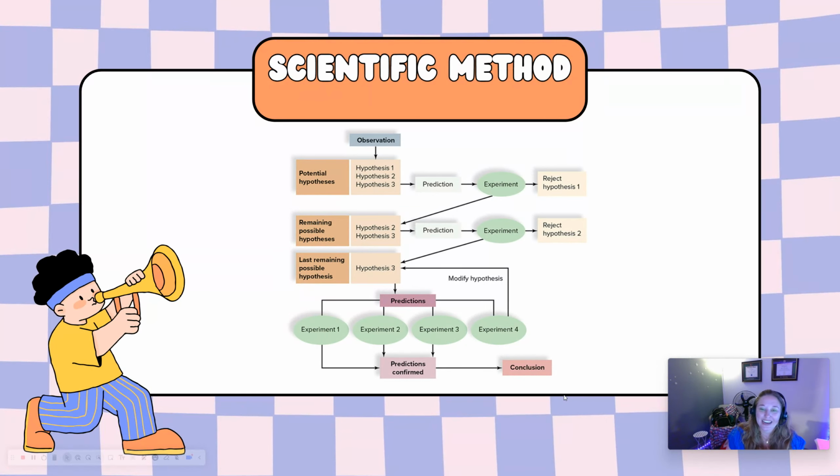But this is not a linear process. It is usually this very interconnected web where you design an experiment and you have more questions and you have more hypotheses. You reject some of those predictions. And finally, you can draw your conclusion and you can even publish those results.